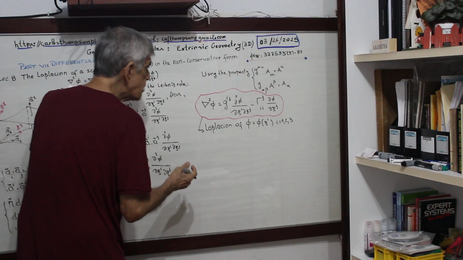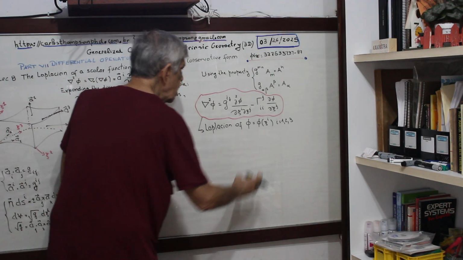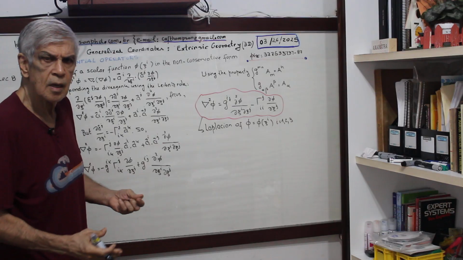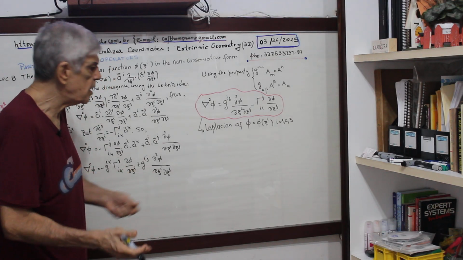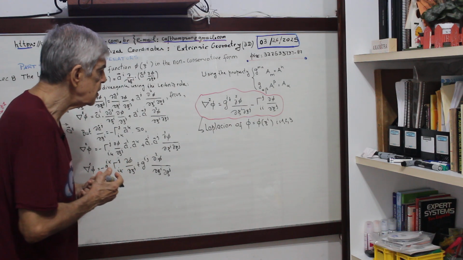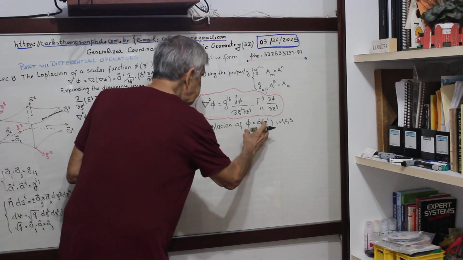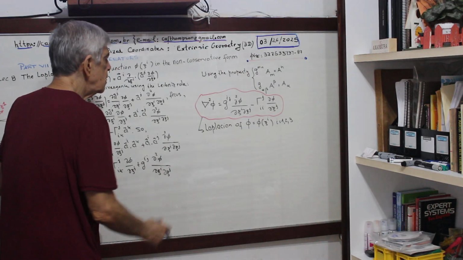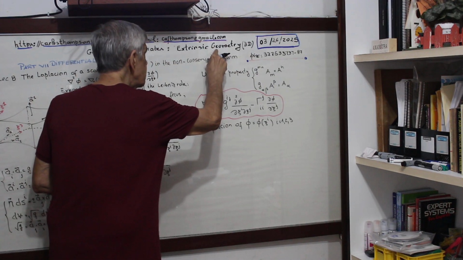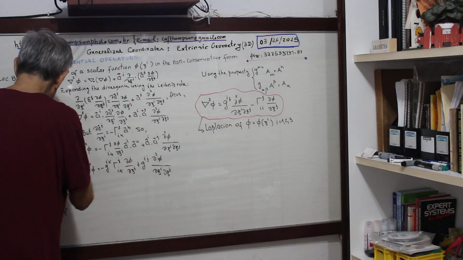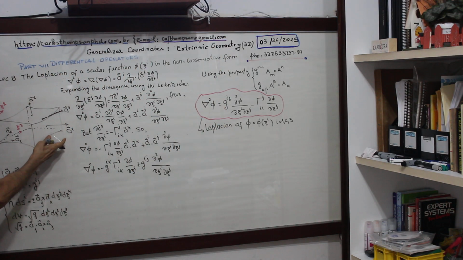So this is the Laplacian of the scalar function. Could be temperature, mass, specific mass, density mass, no problem. You see, this must be a scalar, okay? That expression, attention now, extrinsic geometry, okay? This is a generalized coordinate, you see?